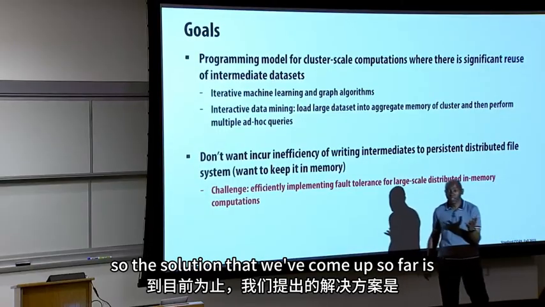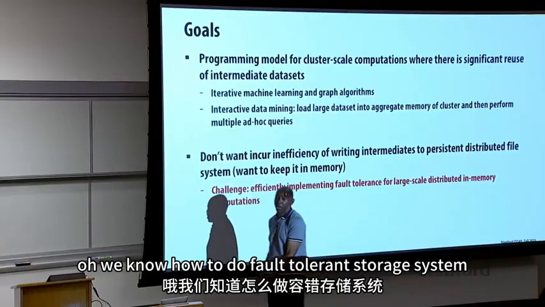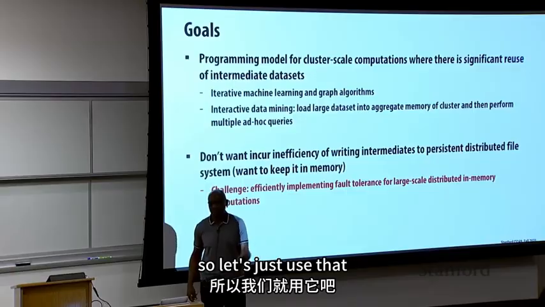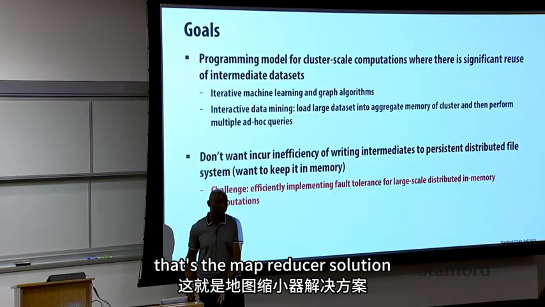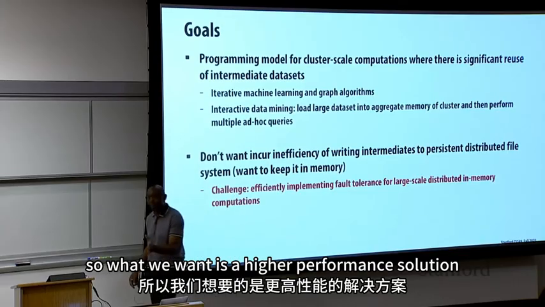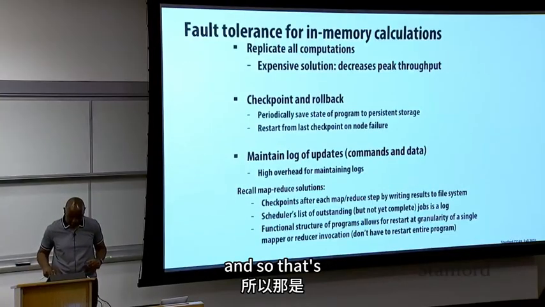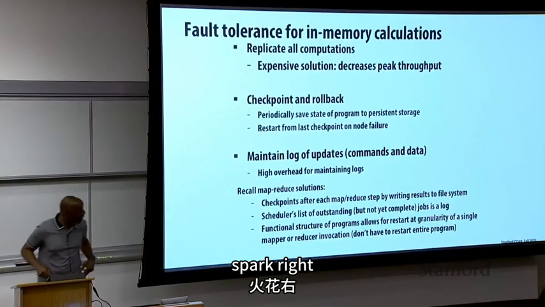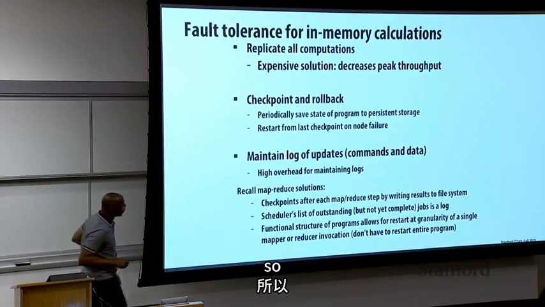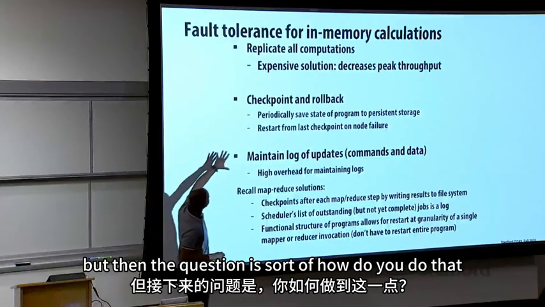So the solution that we've come up with so far is, oh, we know how to do a fault-tolerant storage system, so let's just use that. That's the MapReduce solution. But that's a low-performance solution, right? So what we want is a higher performance solution that relies on memory. And so that's Spark, right?